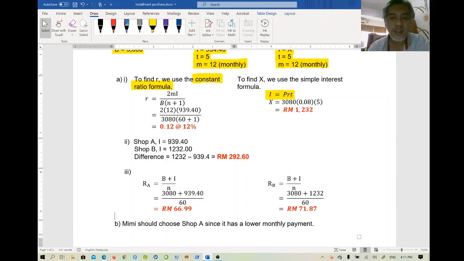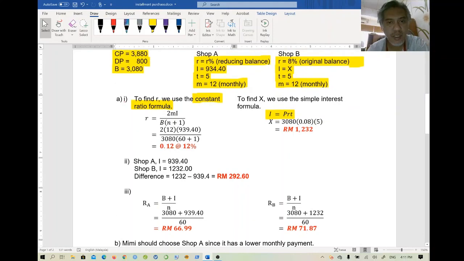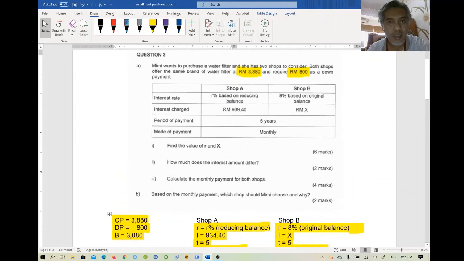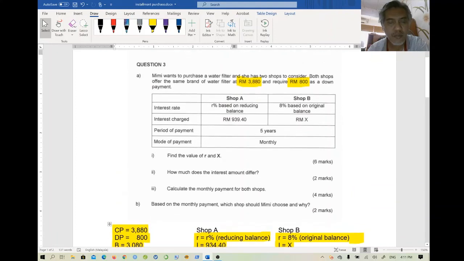All right, so that's it for the explanation on this part. Okay, hopefully this review on the topic of installment purchase gives you a better idea on how to solve the problems and gives you a better idea on the concept of installment purchase itself.